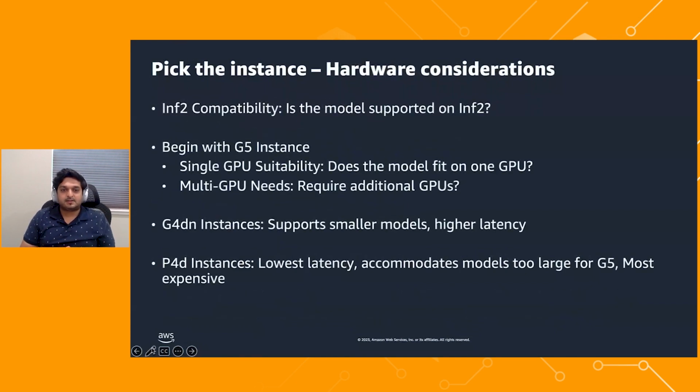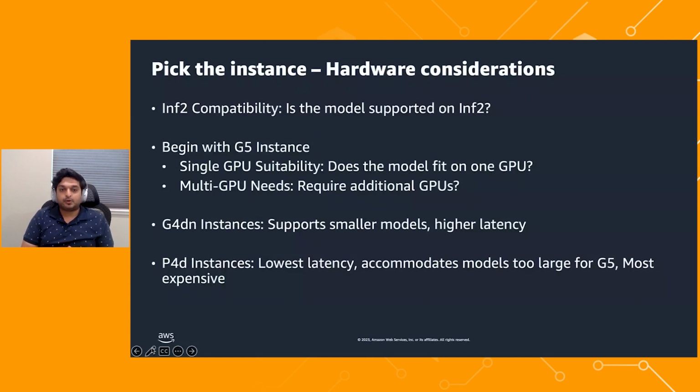Here are some of the questions you will need to ask before choosing the right hardware for your instances. The first and foremost choice would usually be whether the model is compatible with Inferentia 2. If so, it will give you the best, or highest, price performance. You can check the models that are supported on our Inferentia page. If that fits the bill, that should be your first option.